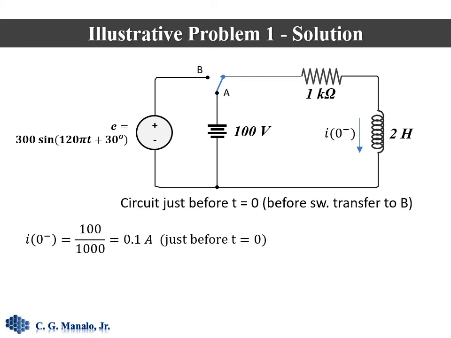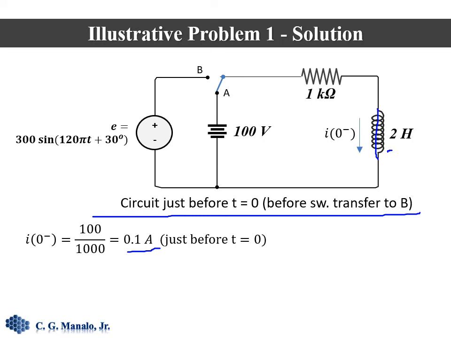So to answer this problem, we need to look at the circuit first before the switch is transferred to B. So this is the circuit just before the switch is transferred. So it is steady state, meaning that the inductor here acts like a short circuit, such that we can get the current here by simply dividing 100 by 1 kilo ohm. So that will give us 0.1 amperes.